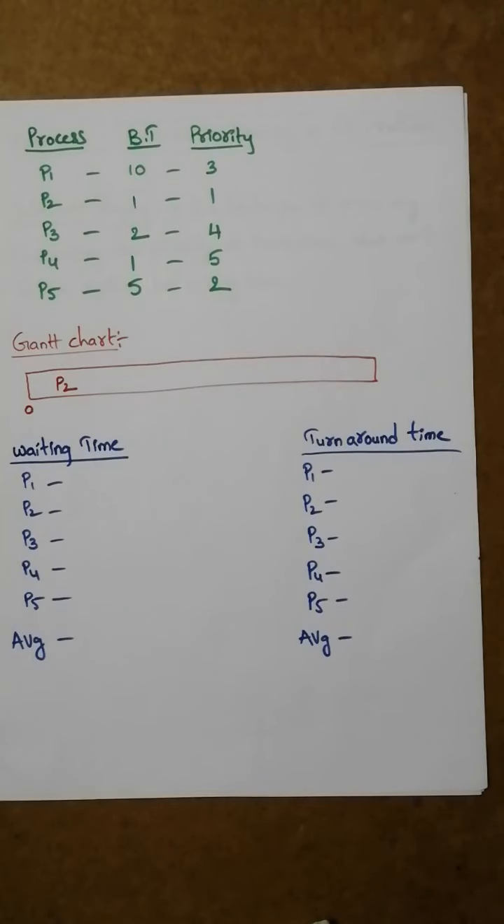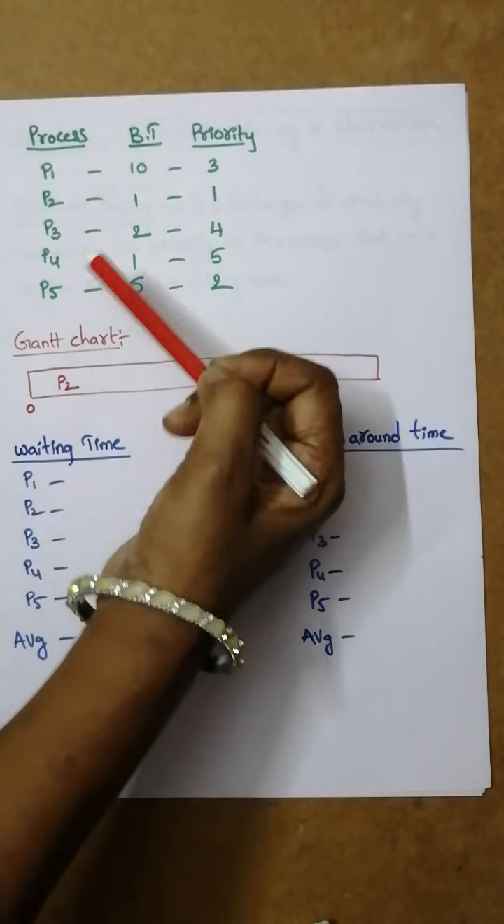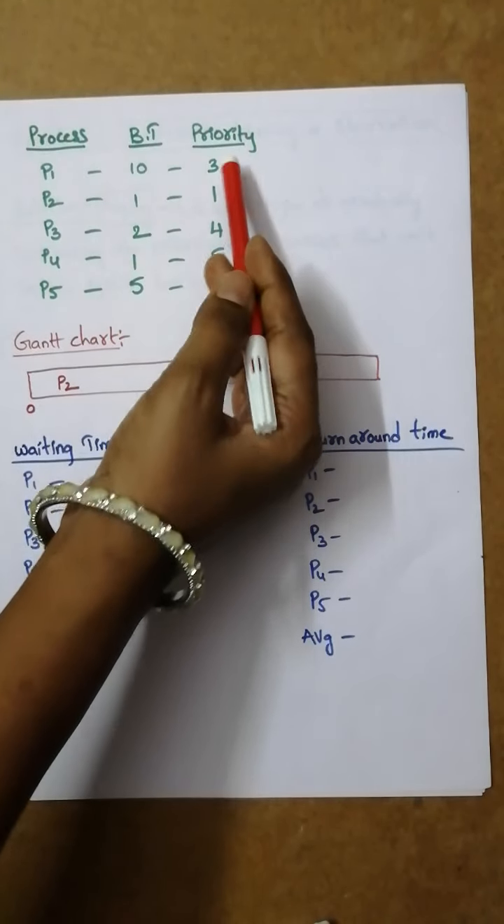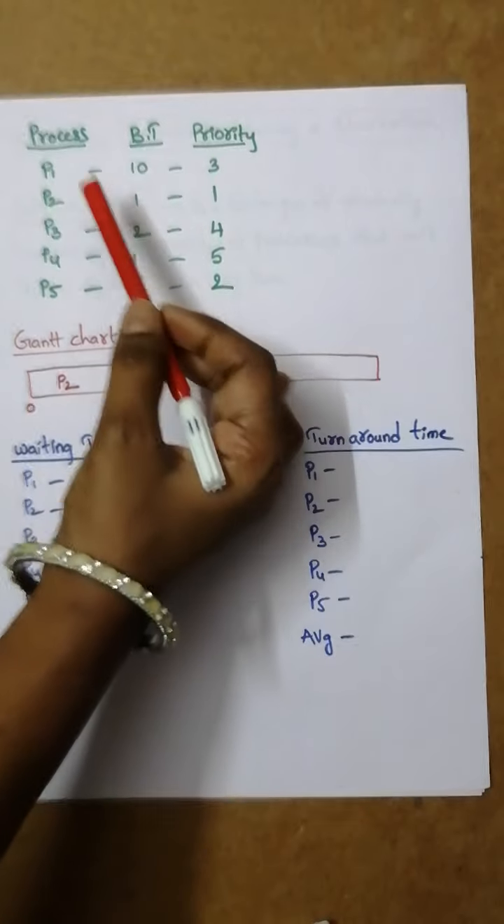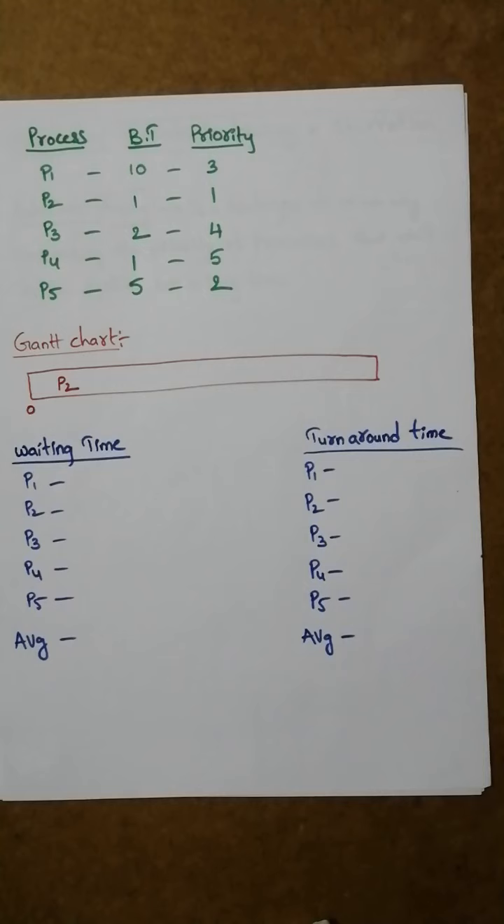Now we have an example here. We took 5 processes P1 to P5, and burst times are given and also priorities are given. Here arrival times are not given, which means you don't know which process came at what time. If arrival times are given, then we have to go for preemptive scheduling. Here I am taking non-preemptive scheduling, so I am not taking their arrival time into consideration. I am just assuming that all 5 processes came at the same time.